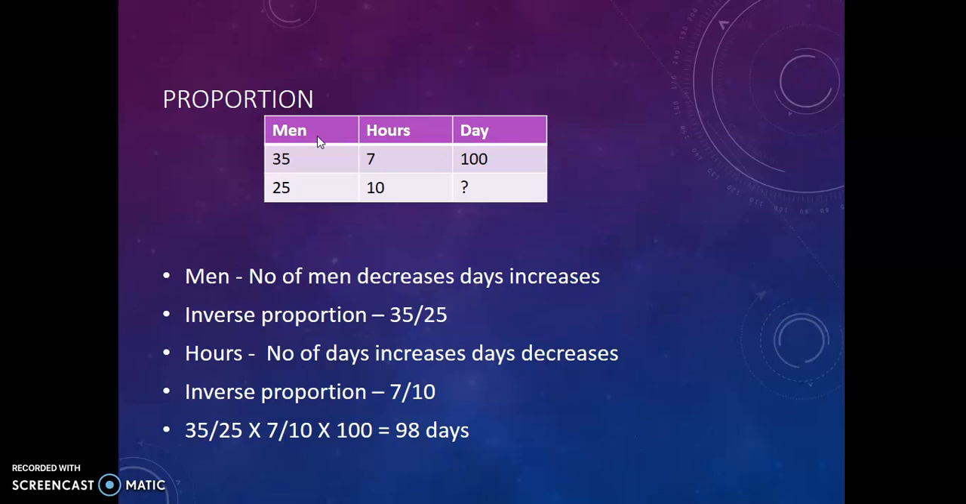Here also we can create a table: men, hours and days. So now we can compare men and days, whether it is increase or decrease. So the number of men decreases, the number of days increases. So it is an inverse proportion. So 35 by 25. Now we can compare hours and days. Number of hours increases, days decrease. So it is also inverse proportion. So 7 by 10. So 35 by 25 into 7 by 10 into 100, 98 days. So 25 men can do the work in 98 days.